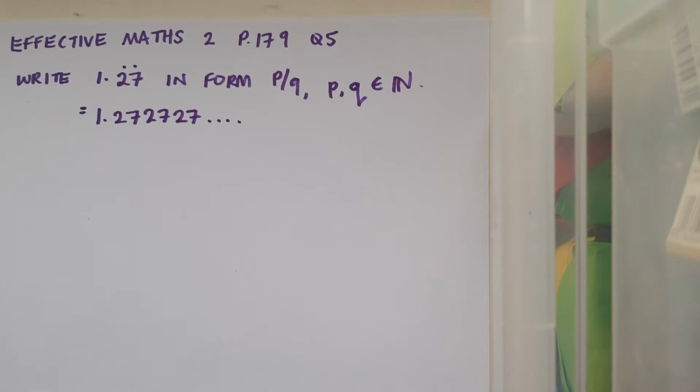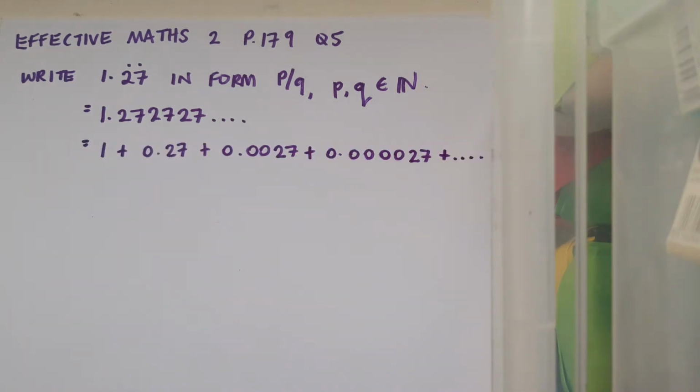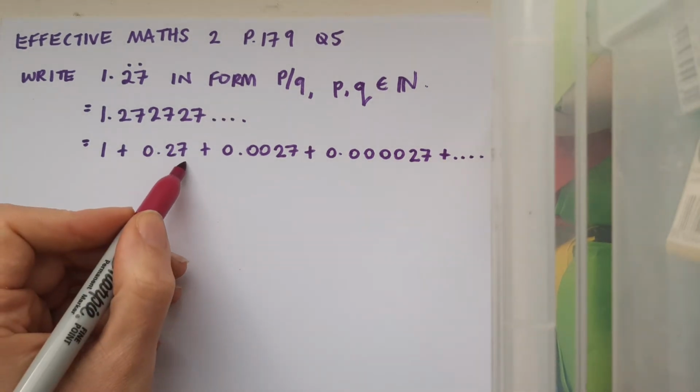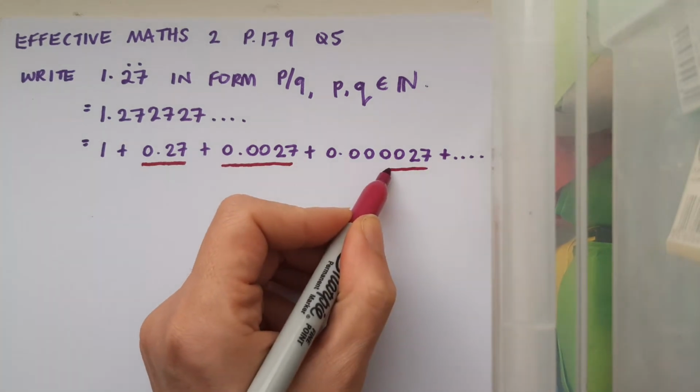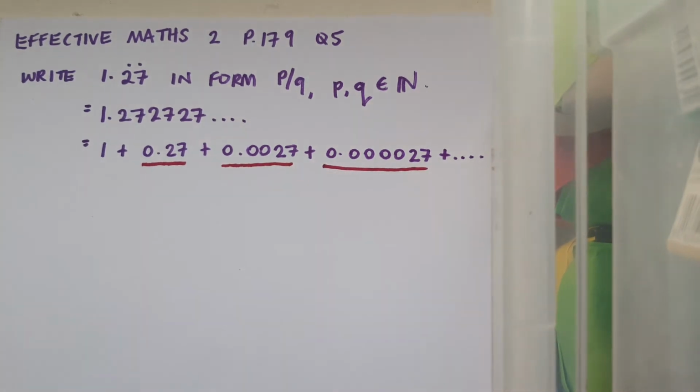So we can see that we're able to split up our 1.272727 dot dot dot, and make sure to put in the dot dot dot to indicate that you continue, into the initial 1 and then the recurring portion of the decimals. So 0.27, 0.0027 and so on. I'm going to hold the 1 for a moment because the 1 is clearly not part of the pattern that is created by the rest of the series.